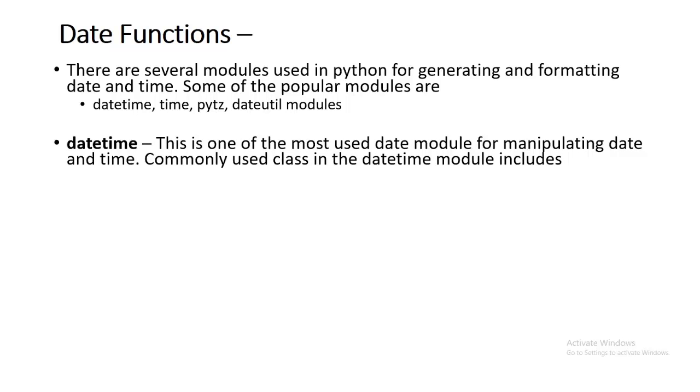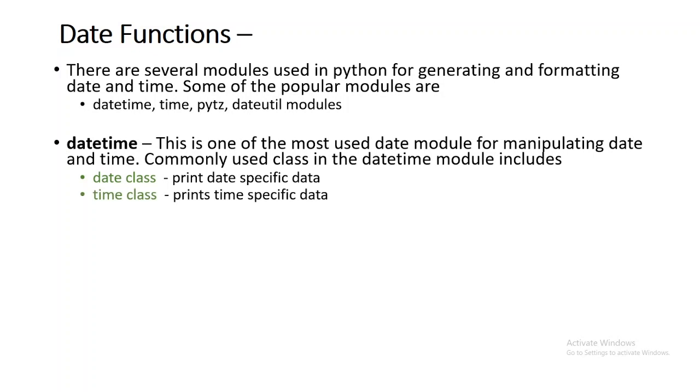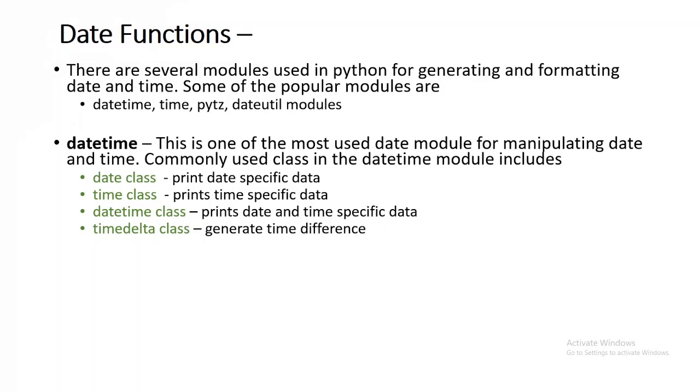datetime is one of the most popularly used date modules for manipulating date and time. Commonly used classes in this datetime module include the date class, which prints date-specific data. We also have the time class, which prints time-specific data. And we have the datetime class, which, as the name implies, prints date and time-specific data. We also have the timedelta class, which generates time differences.